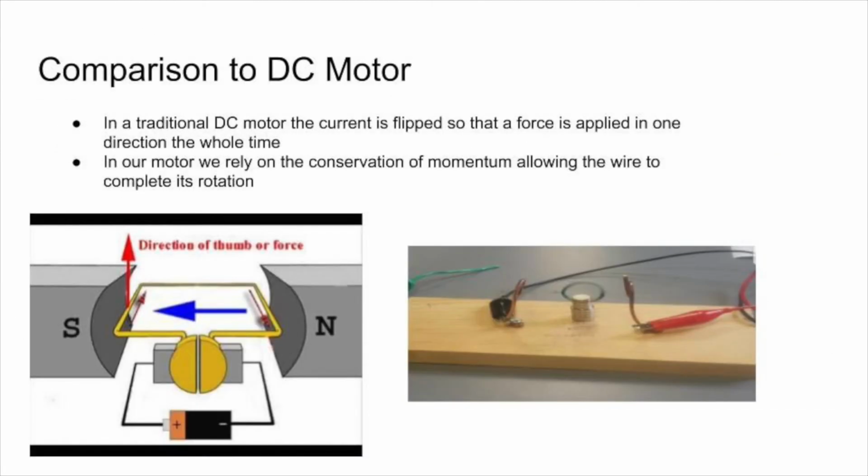When comparing our motor made in class to a traditional DC motor, we can see that traditional DC motors use the law of conservation of energy to keep their motor spinning. They actually flip the current each time the wire revolves around 180 degrees. This allows the force to be constant the whole time and keeps the motor spinning without using the law of conservation of momentum. Our motor didn't use this and stripped half of the wire to use conservation of momentum to keep the wire spinning and flip each time.